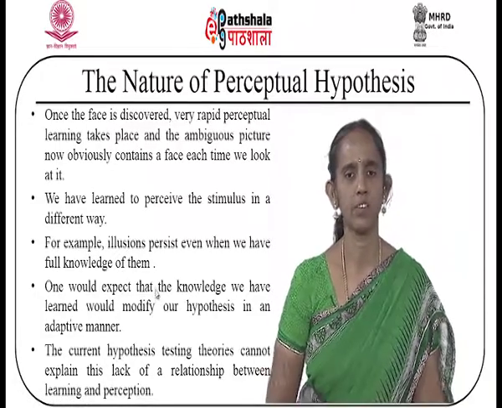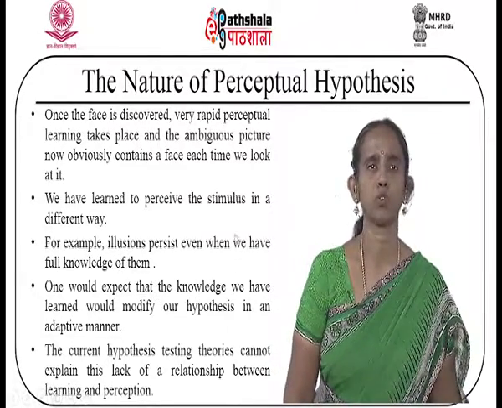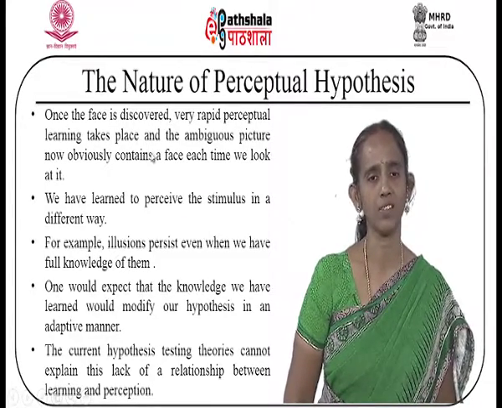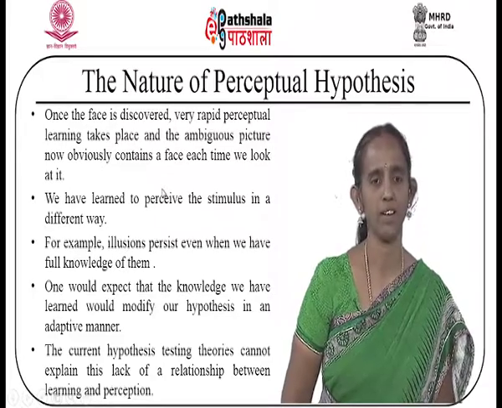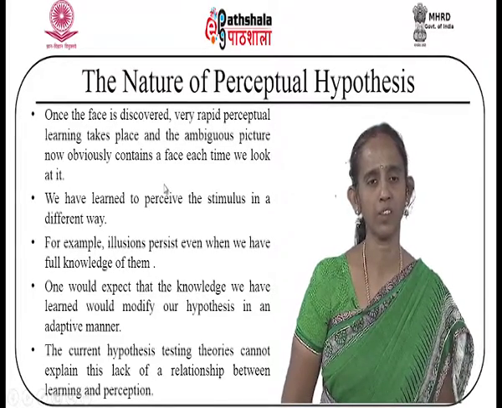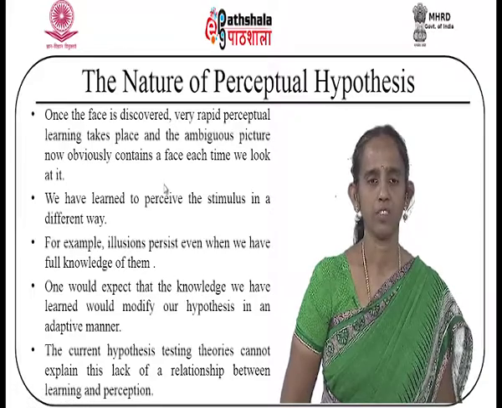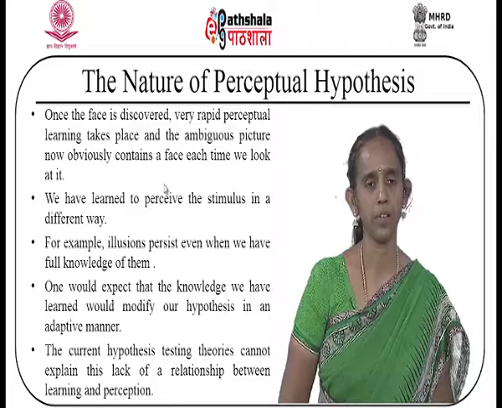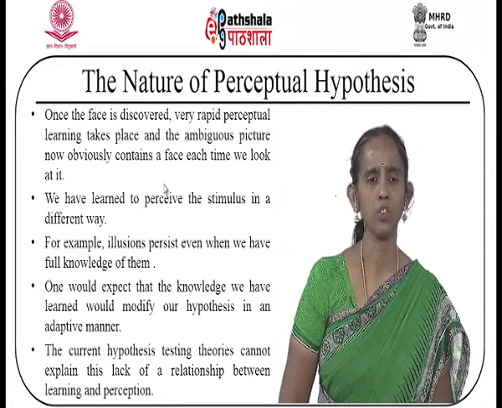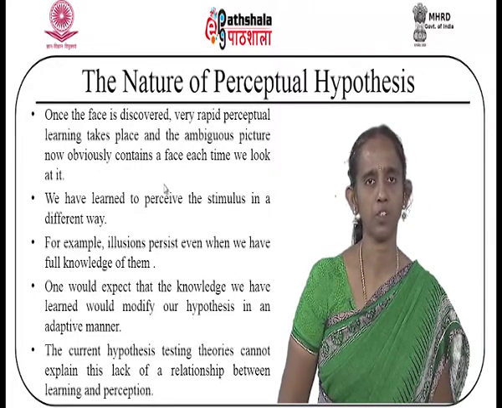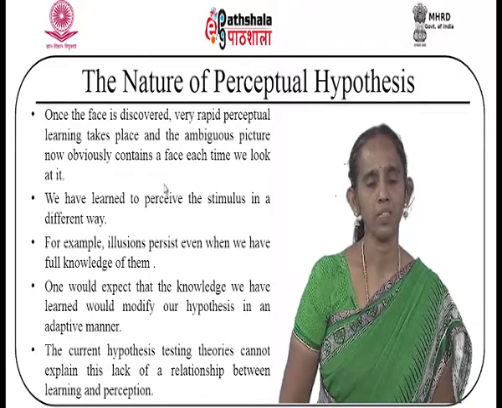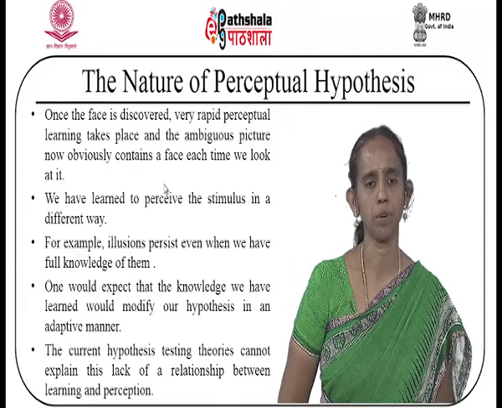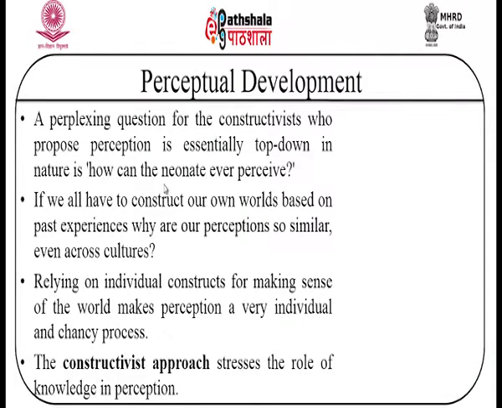Once the face is discovered, very rapid perceptual learning takes place, and the ambiguous picture now obviously contains a face each time we look at it. We have learned to perceive the stimulus in a different way. For example, illusions persist even when we have full knowledge of them. One would expect that the knowledge we have learned would modify our hypothesis in an adaptive manner. The current hypothesis testing theories cannot explain this lack of relationship between the learning and the perception.